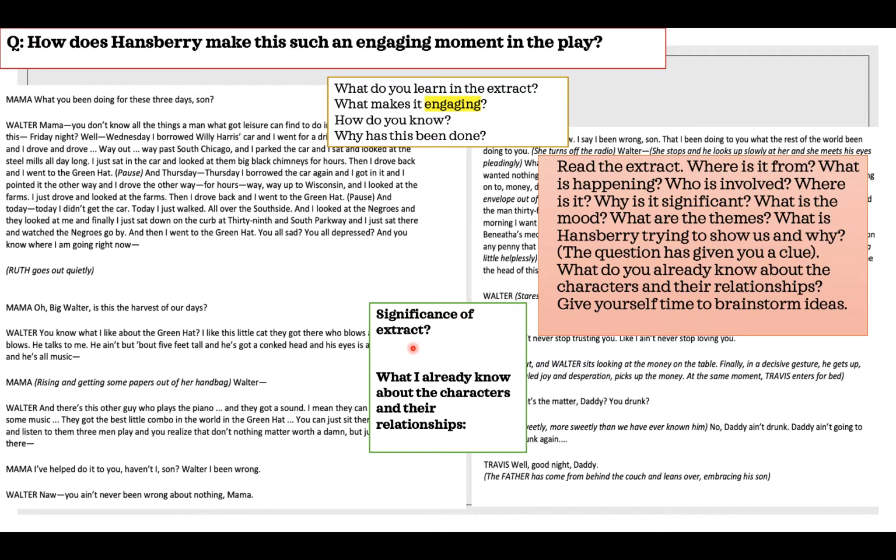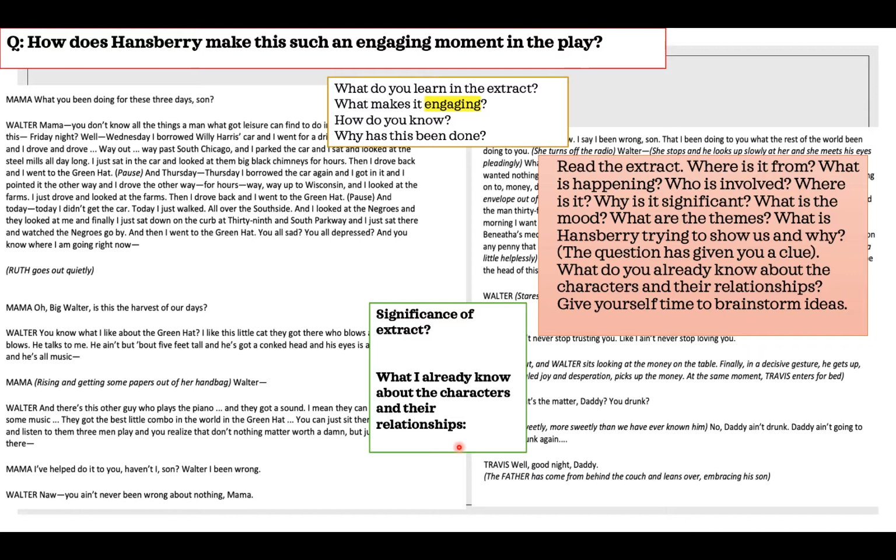So as you read through, just make a few notes about what you learn, what's important about it, what's interesting, and also what you already know about the characters and their relationships. So as you can probably already see just from having a quick look, we have Mama here, we have Walter, we only have Ruth briefly because she leaves, and then later down here we have Travis. So you could have a quick brainstorm about what you already know about the relationships that these characters have, or even about the characters themselves. And then some of that information you may then use in your answer later on.